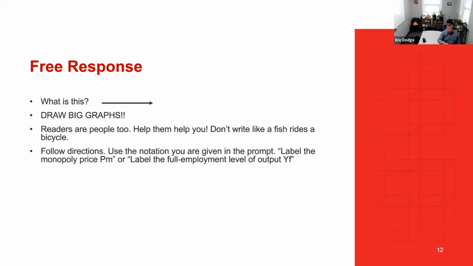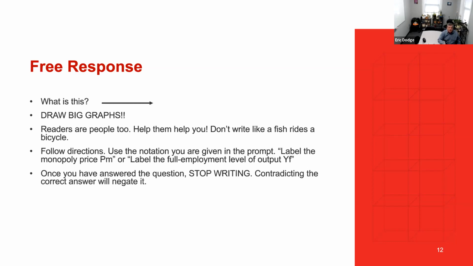Follow the directions. I know your teachers have been drilling you on this, but if the exam is saying label the monopoly price PM, why are you labeling it P1? If they are saying label full employment level of output, YF on a macro exam, why are you labeling it anything other than YF? Again, this is going to be in front of a reader. They are going to be working from a very rigid rubric, and they are looking for PM. They are looking for YF in the correct places.